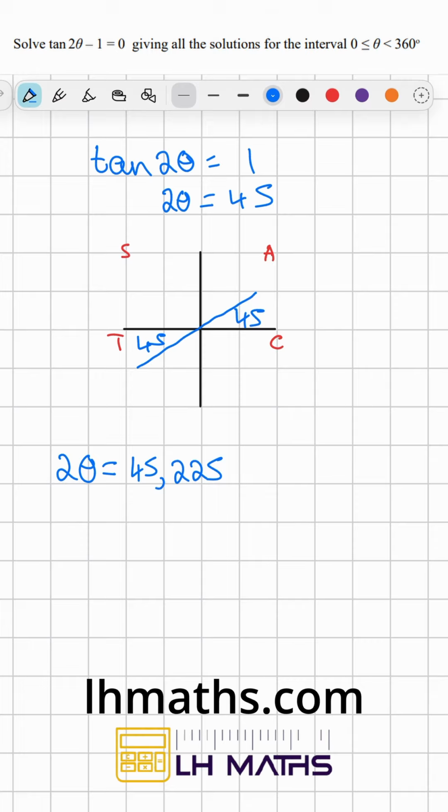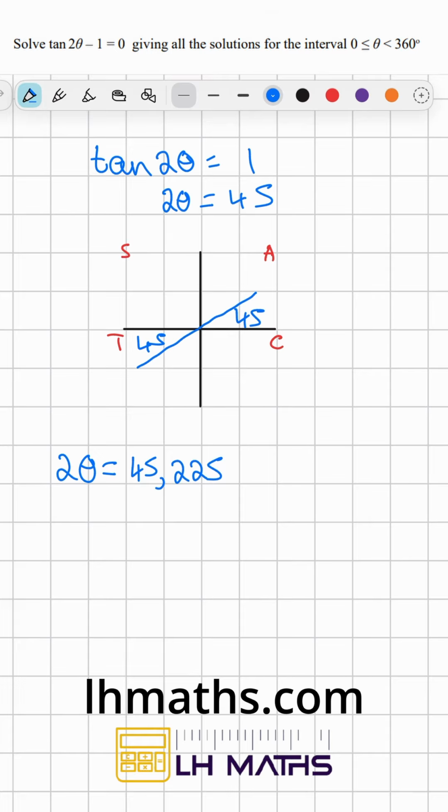And now what we need to do is, this is for 2 theta, but in the question it says that theta has to be between 0 and 360. So really what that means is 2 theta is actually between 0 and 720. And because of that, we actually have to work this out between 0 and 720 first. So if we do that, we go around once more.